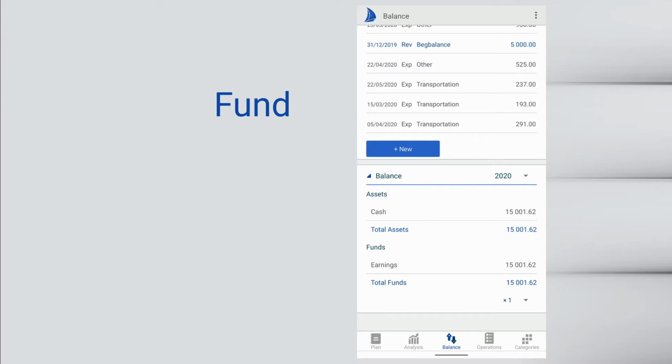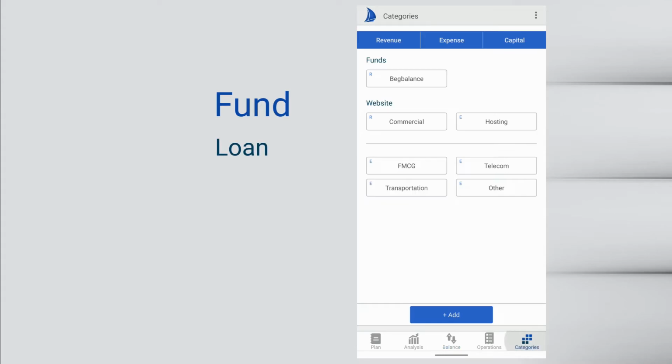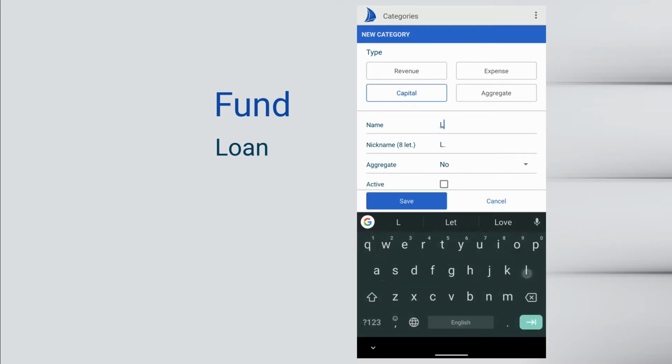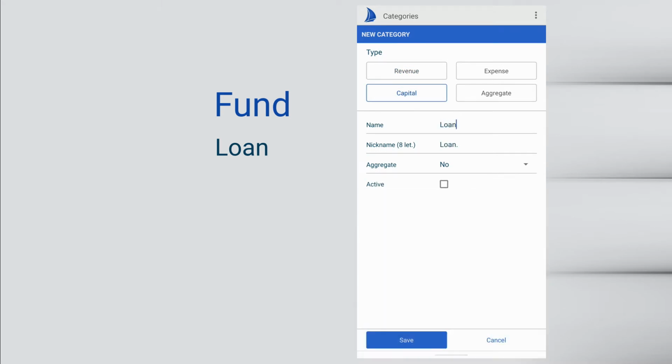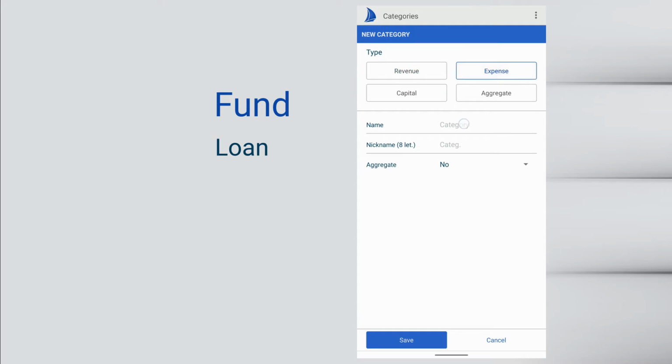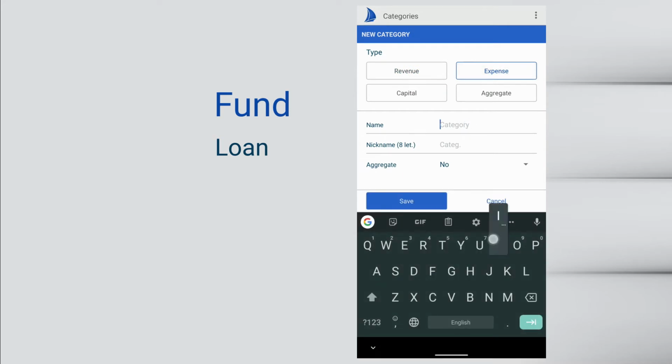In this video, we'll talk about how to track a bank loan. Let's start by creating categories. One of them will be the capital category for the loan itself. The expense category will be for interest.